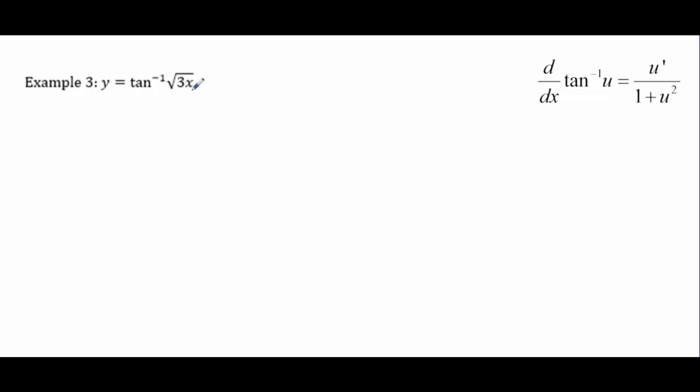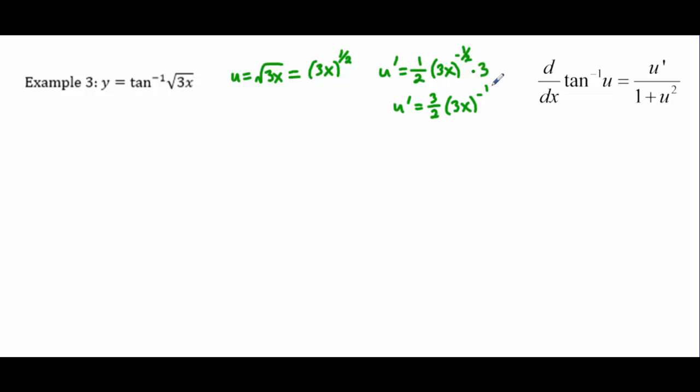Tangent. We have the square root of 3x as u, and so this actually is a little tricky as far as the derivative of u goes, because what we need to do is say, well, this is 3x to the 1/2 power, so u prime is going to require us to use the chain rule. I multiply by 1/2, I leave the inside alone, I subtract a power, and then I times by the derivative of the inside. The derivative of 3x is 3. So u prime is 3/2 3x to the negative 1/2.